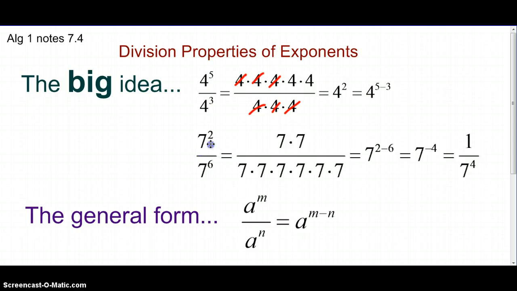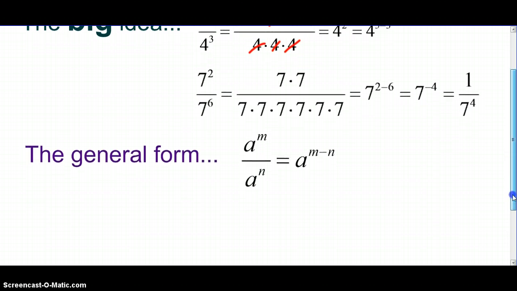The other option is we have 7 to the 2nd divided by 7 to the 6th. You can see it laid out with all the 7's here. Now again, we're going to jump straight to this 7 to the 2 minus 6 power, if you really know what you're doing, which is 7 to the negative 4. Now of course we write that with a positive exponent, so we write it as 1 over 7 to the 4th. And you can see the general form right down there, a to the m over a to the n is a to the m minus n.